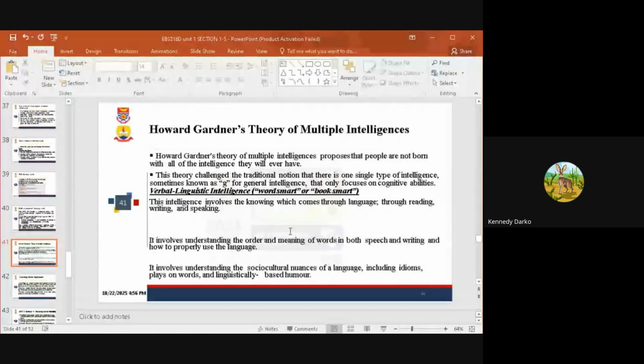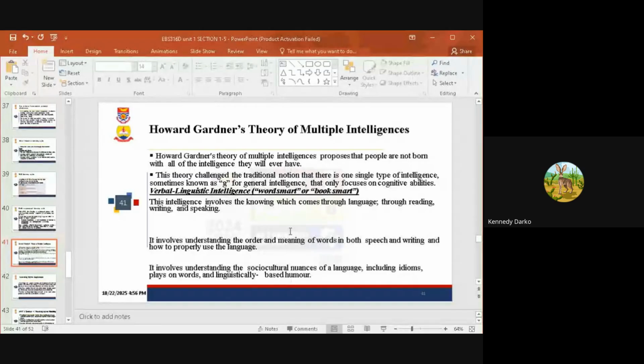Okay, so this intelligence involves knowing which comes through language, through reading, writing, and speaking. With verbal-linguistic intelligence, we are looking at the language that the person speaks or gets through reading storybooks, and then writing and also speaking, the way we talk. Some people can speak nicely. Even when he is annoyed, the way he will package the thing and give it to you, you will never be annoyed.